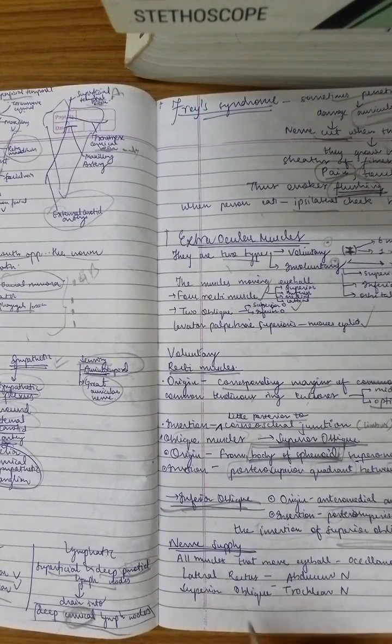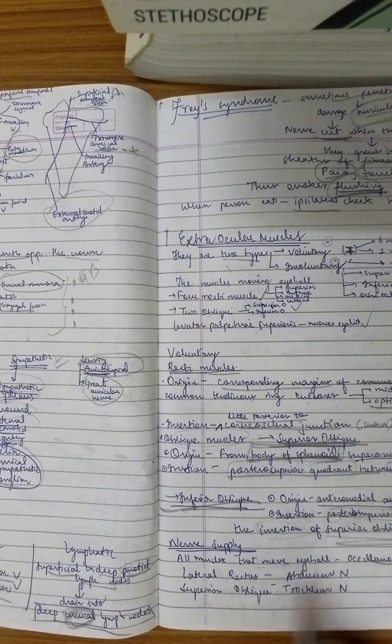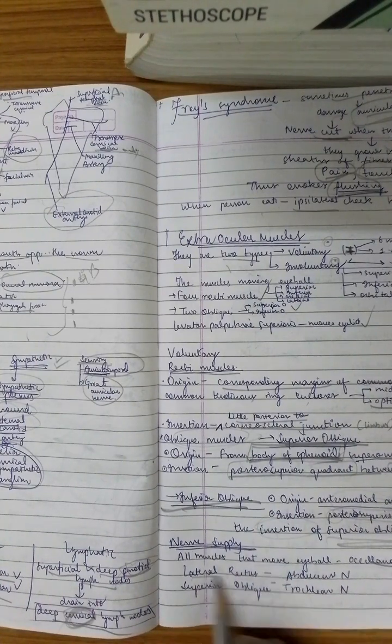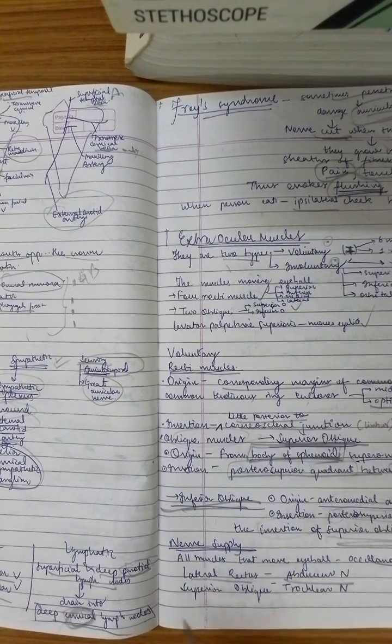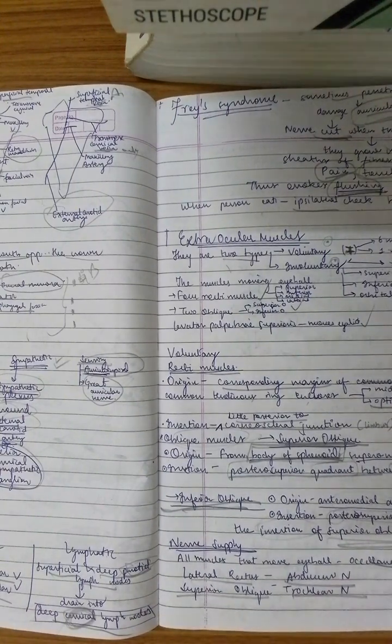Now all the muscles are supplied by the oculomotor nerve except lateral rectus and superior oblique. Lateral rectus is supplied by the abducens nerve, whereas superior oblique is supplied by the trochlear nerve. This you need to remember.